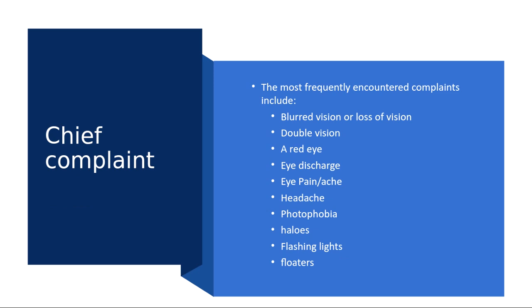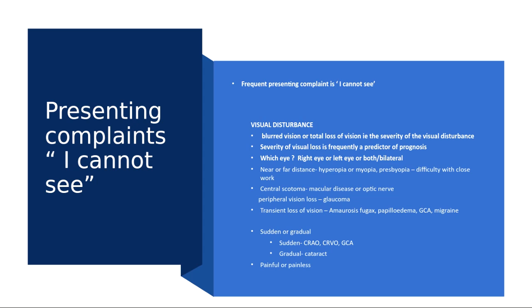Now, some of the most frequently encountered complaints in ophthalmology would be blurred vision or loss of vision, double vision, a red eye, discharge, eye pain, eye ache, headaches, photophobia, halos, flashing lights, and floaters. We're going to deal with these complaints one by one. The frequent presenting complaint is, "I cannot see," or they may say, "My vision is blurred," or foggy vision.